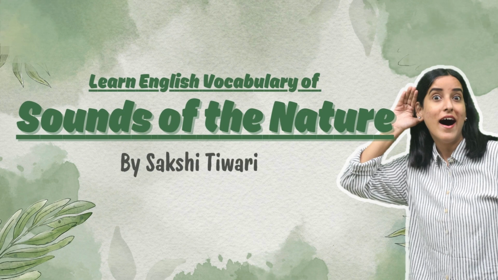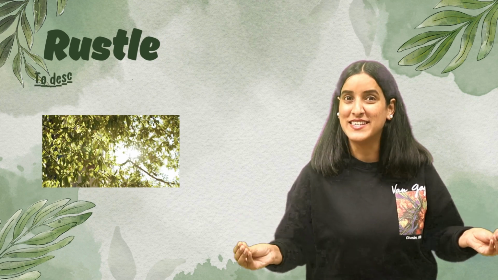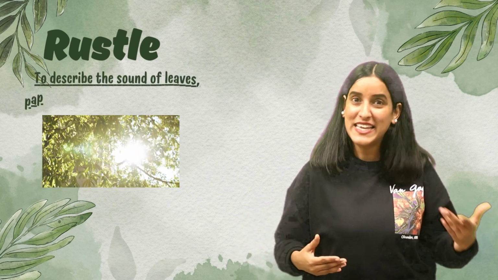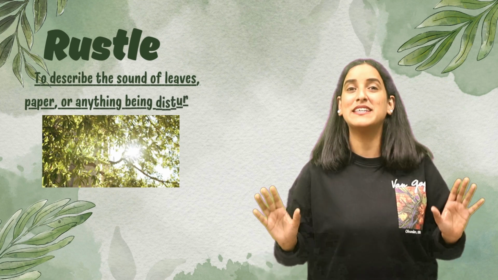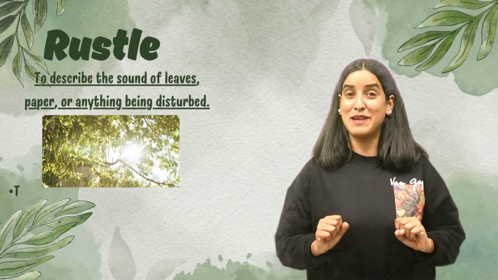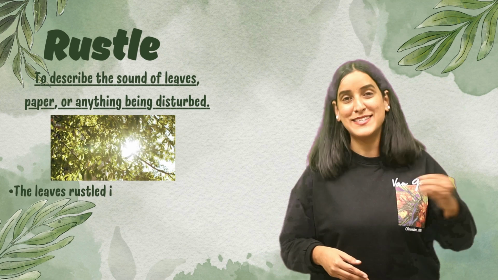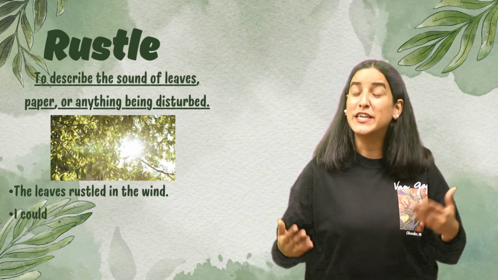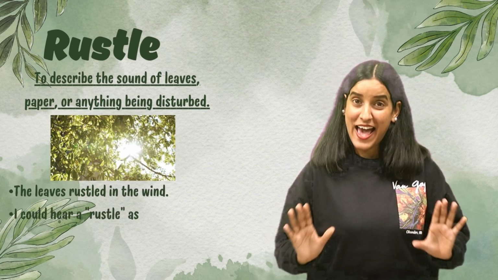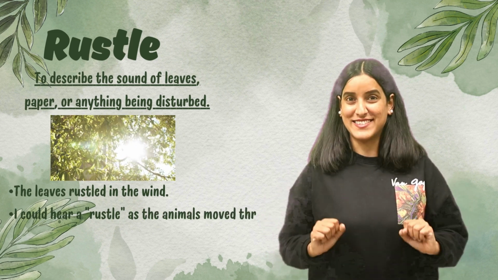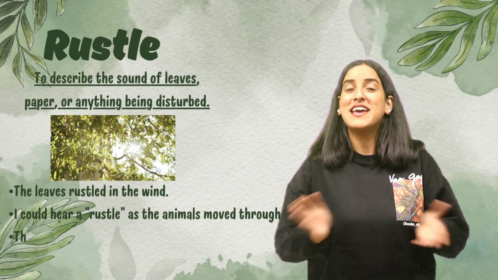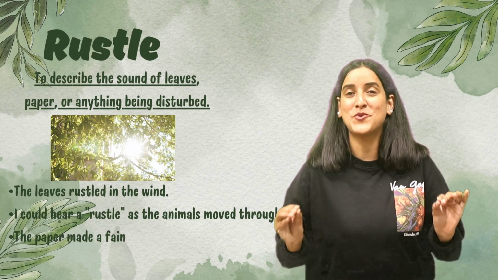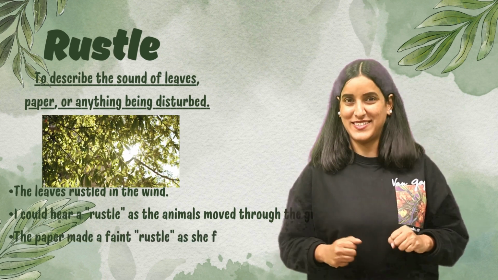The first sound is, we call it rustle. Rustle describes the sound of leaves, paper, or anything being disturbed, right? Let me give you some examples. The leaves rustled in the wind. I could hear a rustle as the animals moved through the grass. The paper made a faint rustle as she flipped through it, right?